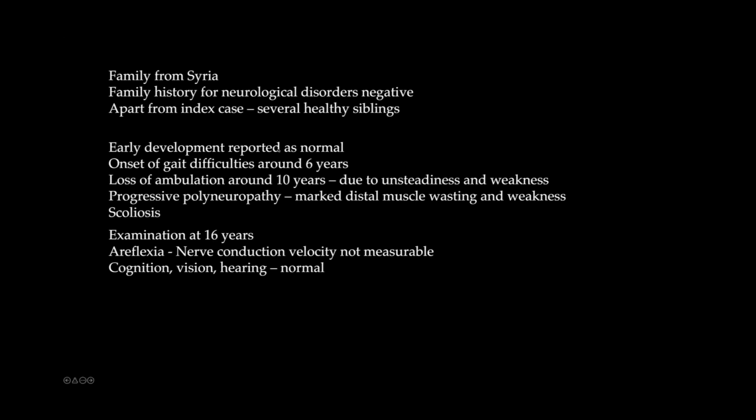Just more detailed history. The family was from Syria. There's no family history for neurological disorders. Apart from the index case, there are several other siblings which are healthy. His early development was normal. Onset of gait difficulties at around 6 years. Loss of ambulation at 10 years.